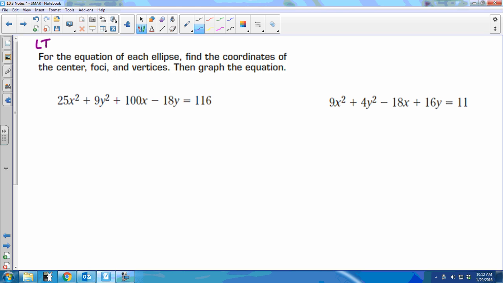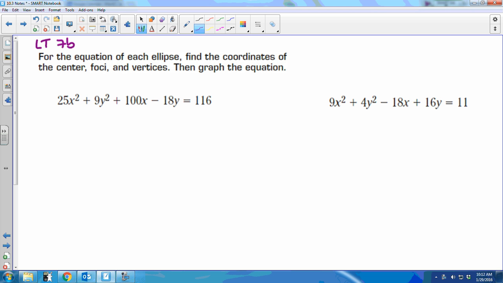All right, this is the end of learning target 7. So yesterday, if I give you an equation in standard form for an ellipse, you should be able to find the center, figure out if it's horizontal or vertical. Once you do that, you should be able to figure out what the vertices are, figure out the foci, graph it, all those things.